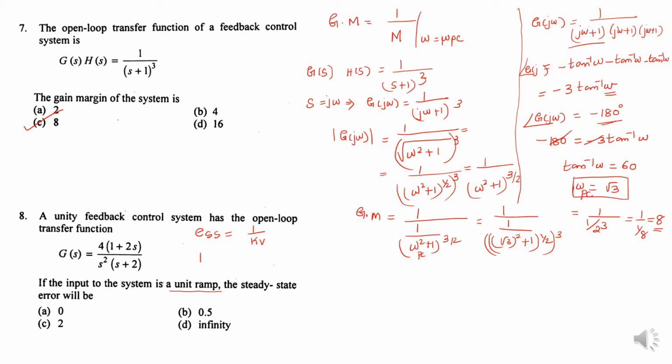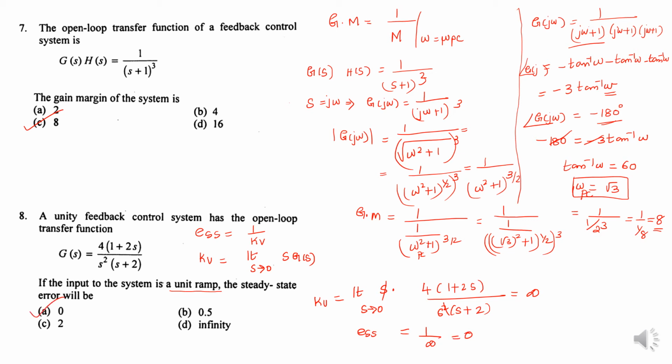How to find out this? Kv is equal to limit s tends to 0, s into G of s. So Kv equal to limit s tends to 0, s into, what is G of s? That is given, 4 into (1 plus 2s) divided by s square into (s plus 2). The s gets cancelled and put s equal to 0, we'll get the value as infinite. So what is ess? ess is equal to 1 by infinite. The answer is 0. So option A is the correct answer for this problem.